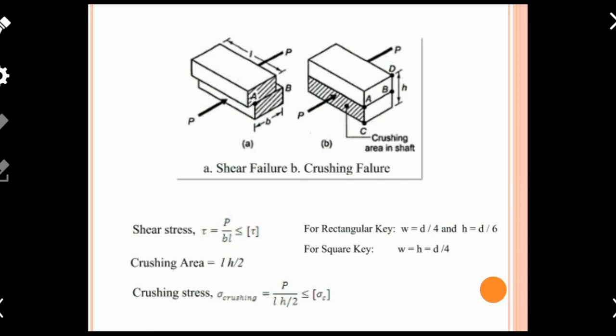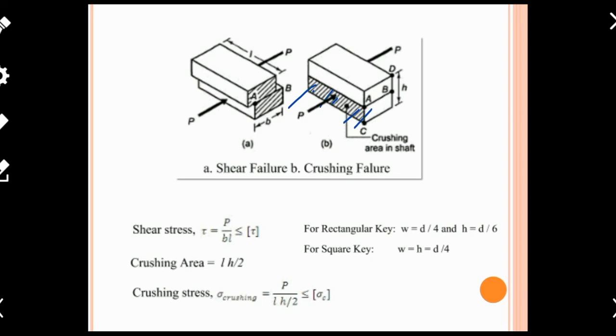Now look at the right-hand side diagram. Suppose now you design your key very tough against shear failure, so there is no chance of your key failing in shear. There is one more chance of failure, and that failure may be possible in this area. That means your key can fail in two equal halves vertically.